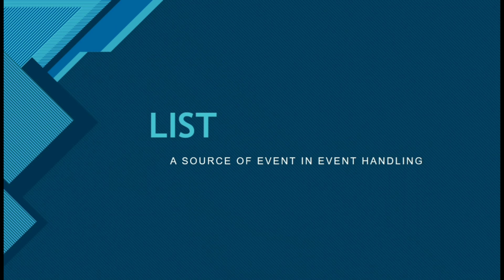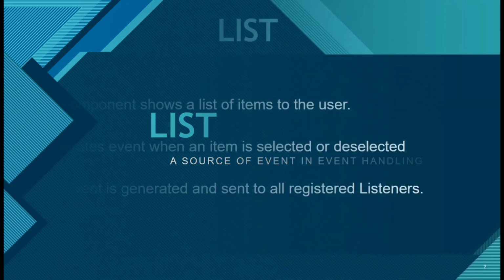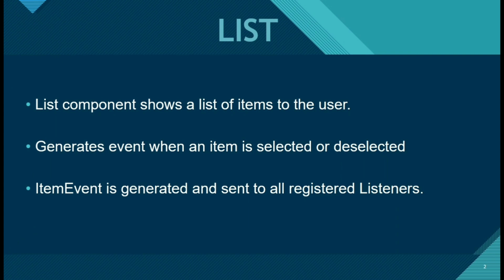Let's learn more about list, a source of event in event handling. The list component is a source event that generates events when items are selected or deselected in the list. When a user selects or deselects an item in the list, an item event is generated and sent to all registered listeners.